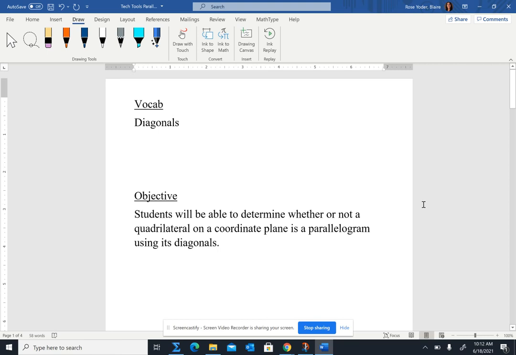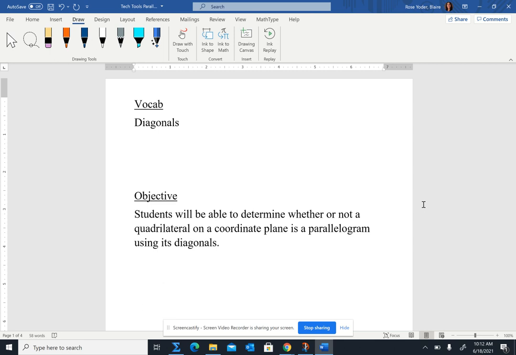Hi, everybody. You already learned yesterday about how to determine whether or not a quadrilateral was a parallelogram by using slopes to determine whether its opposite sides are parallel. Let's use another property about parallelograms that we learned to help us determine whether or not quadrilaterals are parallelograms.